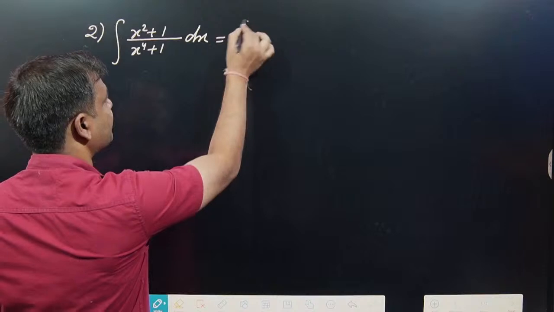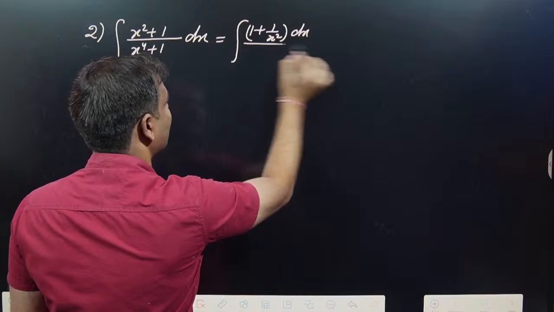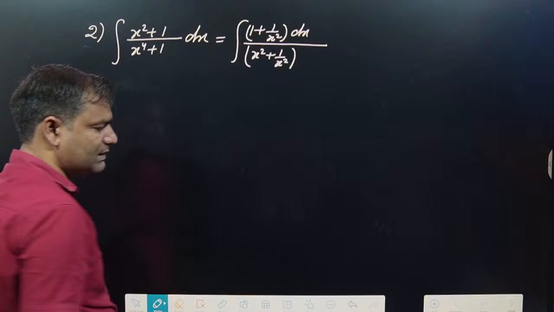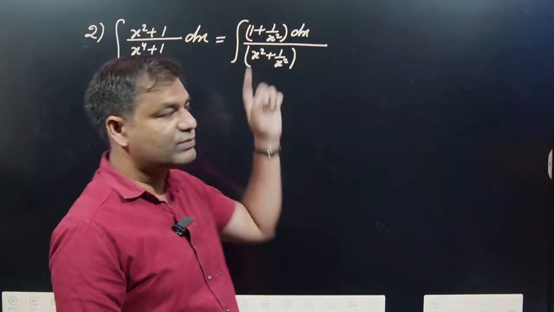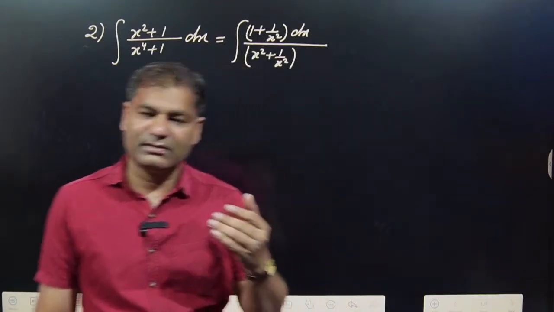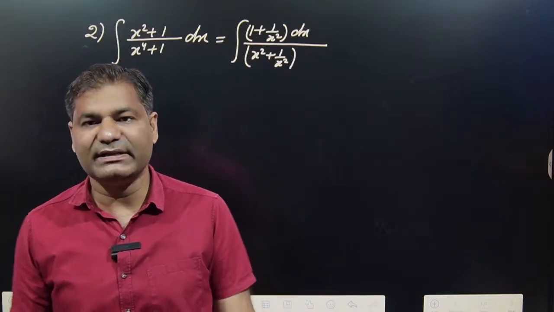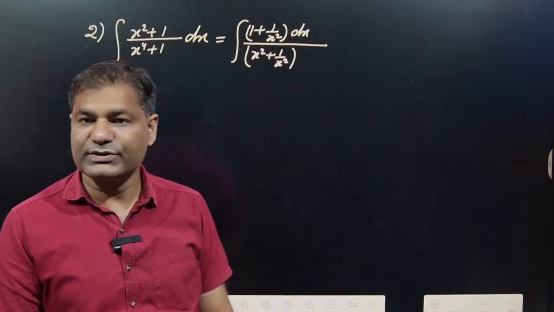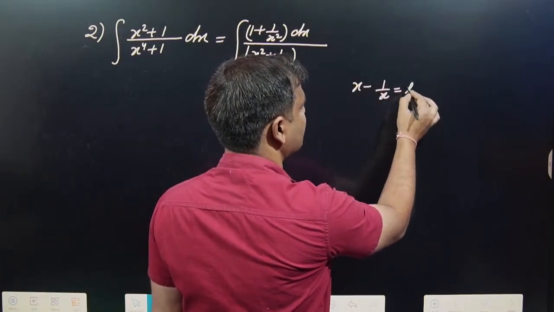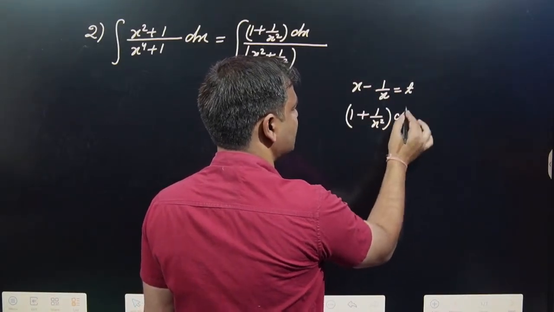Then we get (1 plus 1 upon x square) dx, divided by x square plus 1 by x square. Now look at that part. We have to decide whether to take x plus 1 by x as t or x minus 1 by x as t. If you see very carefully, if we take x minus 1 upon x equal to t, and differentiate it, then we get (1 plus 1 upon x square) dx equal to dt.